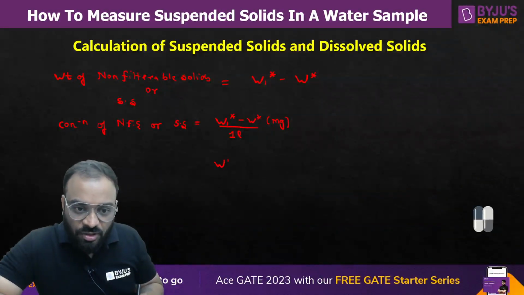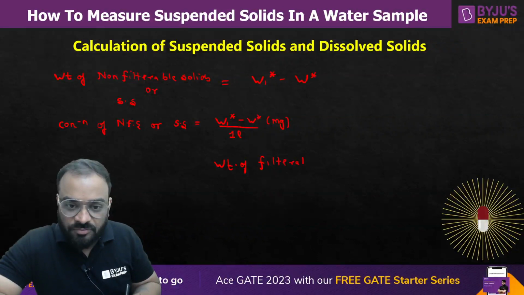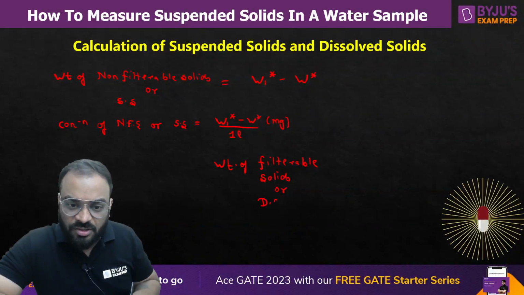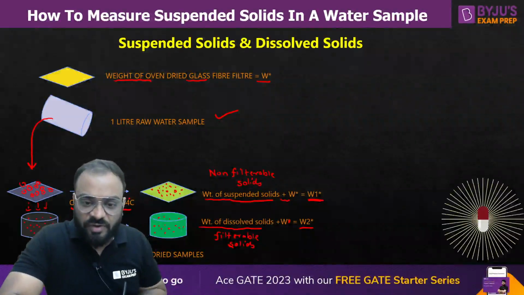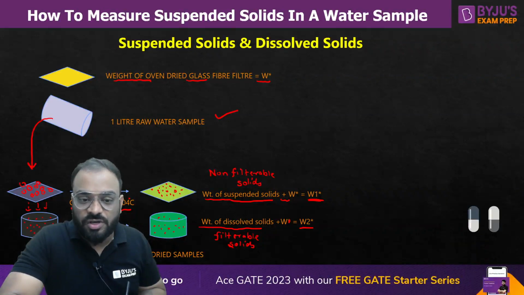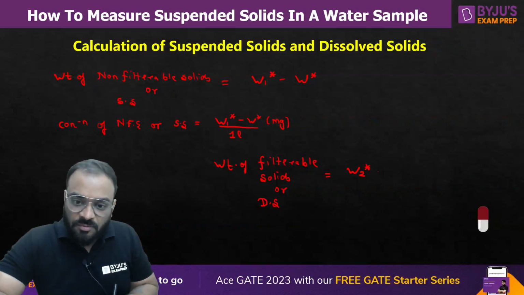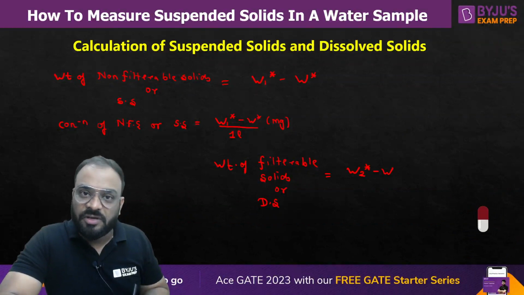So guys, the weight of filtrable solids, or you can write here dissolved solid also, should be equal to how much? You can see here, guys, this value is W2*. So W2* minus W will be the weight of dissolved solid or filtrable solid. So this value will become the weight of filtrable solid.